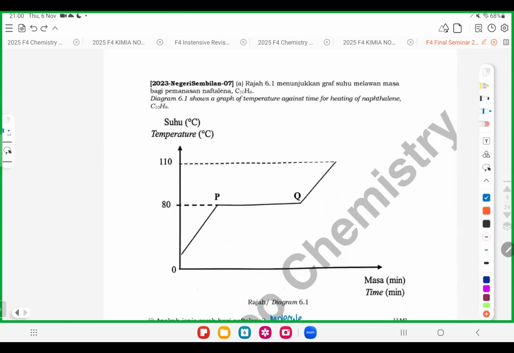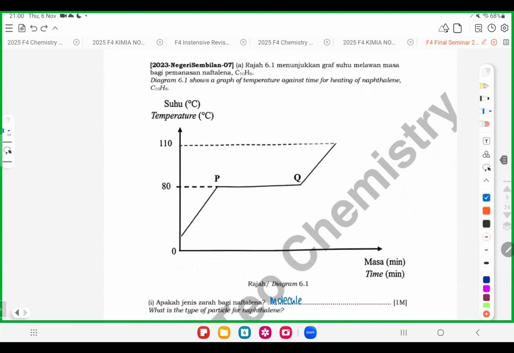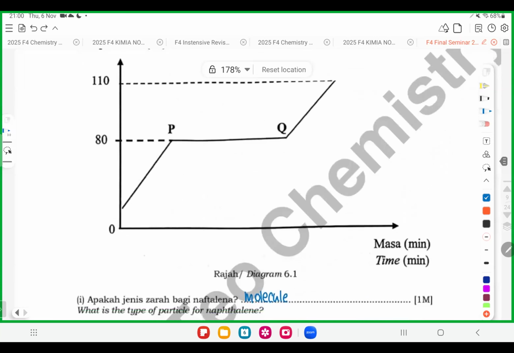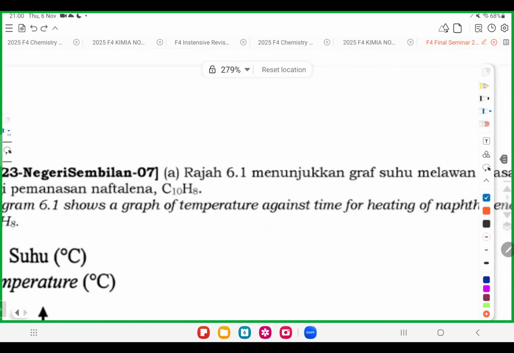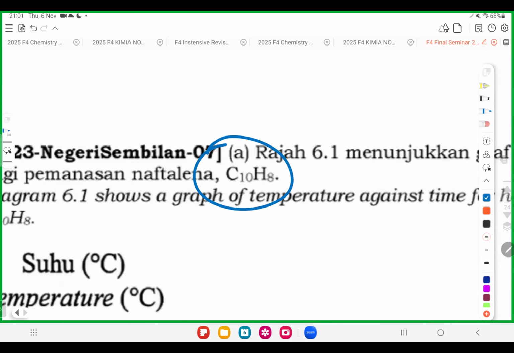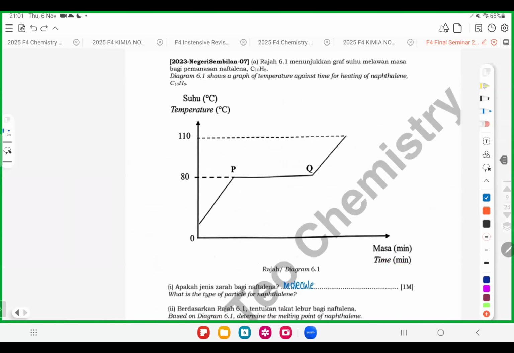All right, another one. This question was tested in Negeri Sembilan in the year 2023. Let's have a look. What is the particle for naphthalene? Quite easy. If you look at the name, there is no metal inside, so it should be a molecule. Another way to justify: the formula of naphthalene is C10H8. Carbon and hydrogen are non-metals. Non-metal and non-metal combined is a molecule. All right, that's it. Next one.